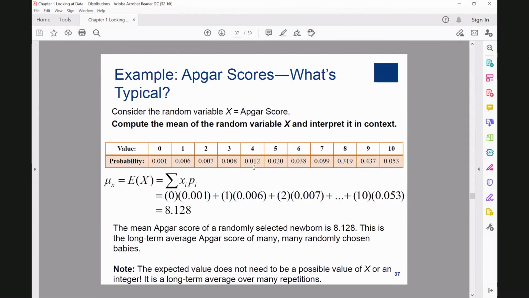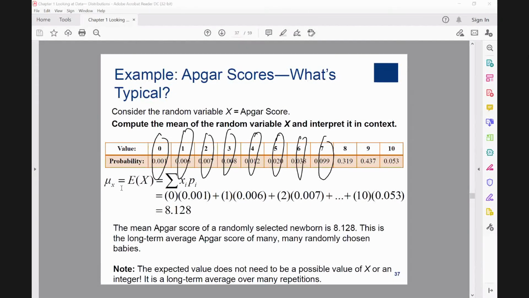The next step is to evaluate the mean. In order to evaluate the mean, what should I do? It's very easy. I have to multiply column by column, the first times the second: 5 times 0.02, 7 times 0.0099, 8 times 0.319, 9 times 0.437, 10 times 0.053. Then here we have 10 expressions, or 11 because we start at 0 and the end is at 10. Then we have 11 terms.